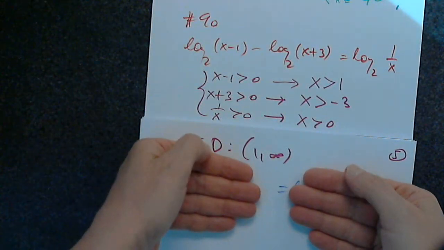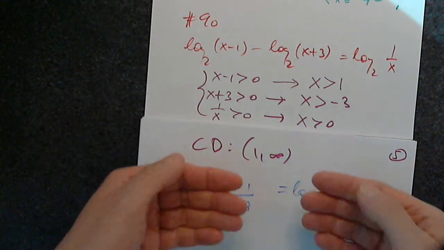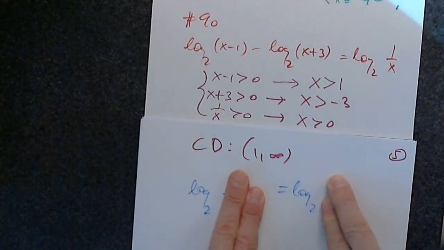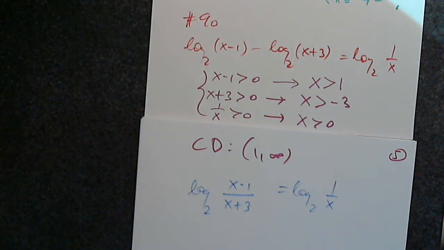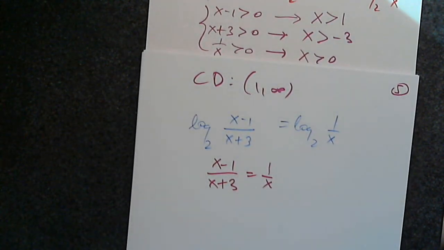Two logs are equal, and they have the same base. Because if they don't have the same base, it's a different story. I have to do something about it. Two logs are equal, and they have the same base. What has to happen to the quantities we apply log base 2 to? They have to equal. There is no other way. So x minus 1 over x plus 3 must equal 1 over x. What do I do now? Indeed. That's why we studied this a long time ago. So we have x squared minus x equals x plus 3.